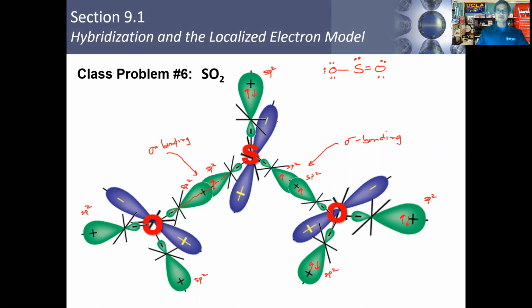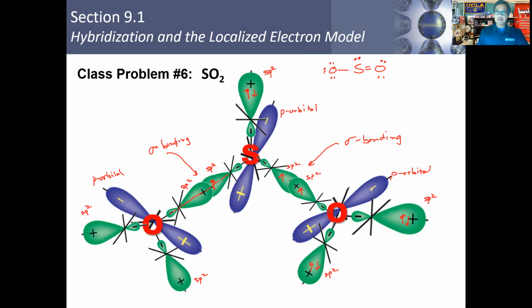So these p orbitals here. This is an unhybridized p orbital for sulfur. This is the unhybridized p orbital for this oxygen, and this is the unhybridized p orbital for the second oxygen. Okay, so there are the unhybridized p orbitals, because remember, with sp2 hybridized atoms, 2 of the p orbitals are hybridized, 1 is unhybridized, and that's what we have here.